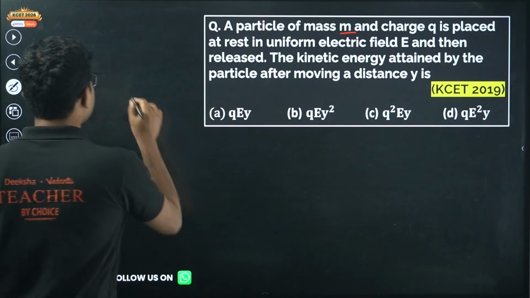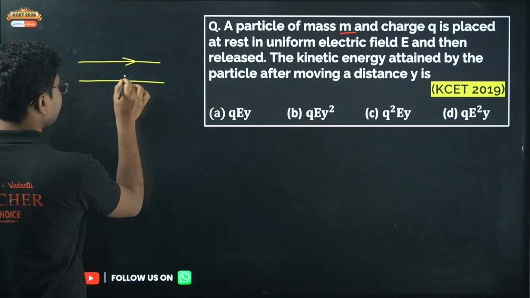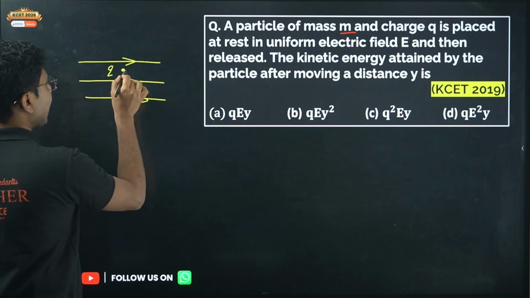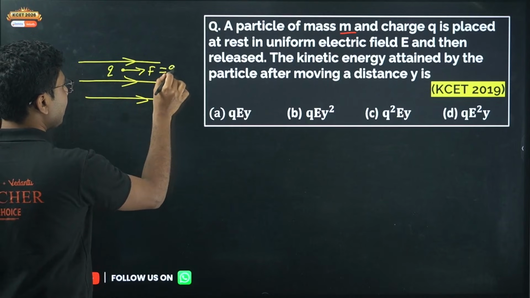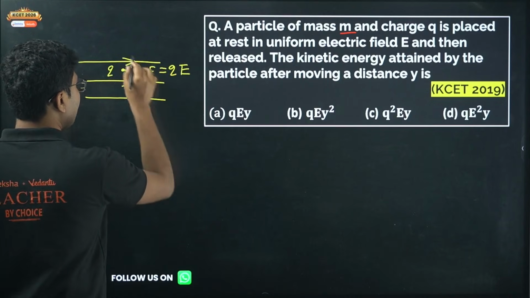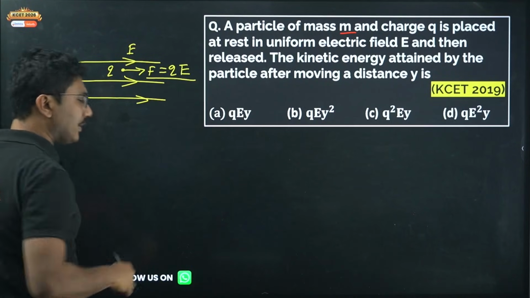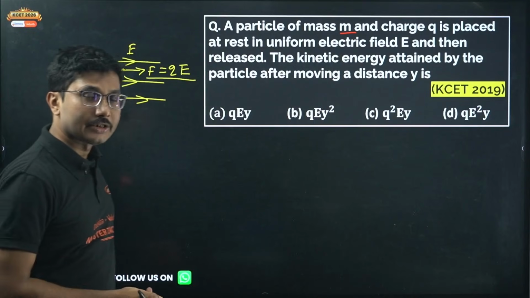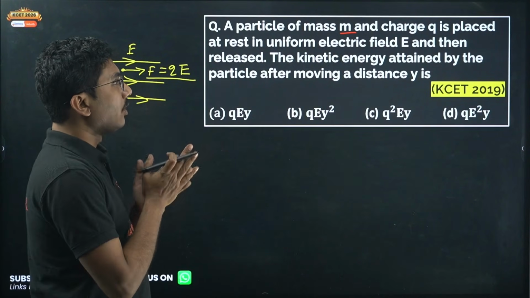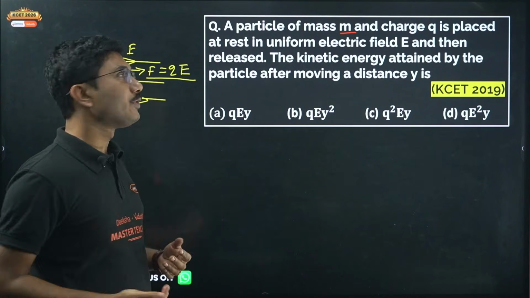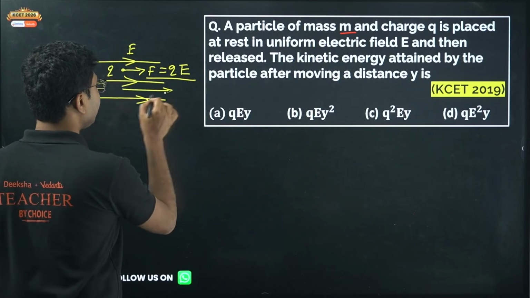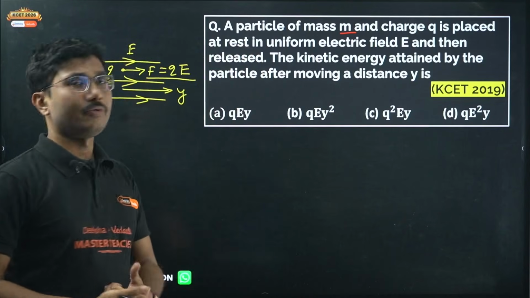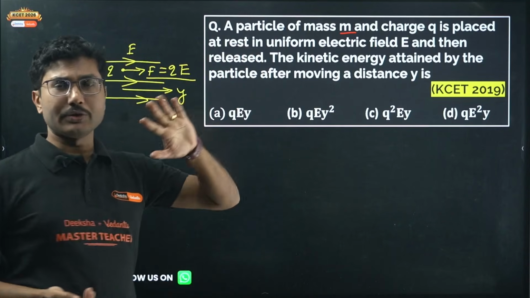First of all, when there is an electric field, if you place a charge in it, what is the force acting on it? The force acting on it is given by Q into E. If the electric field is E, the force is QE. We have learned it in our previous chapter, right? So force is charge into electric field. Now, uniform electric field means E is constant, so the force is constant, so we do not need to worry about the force.